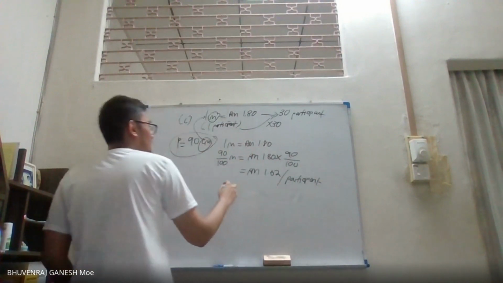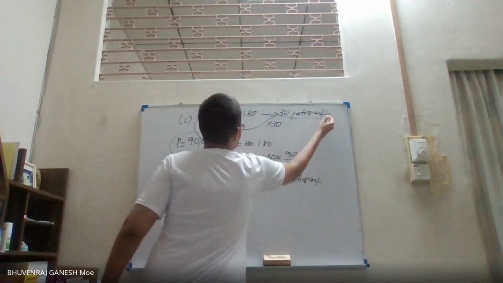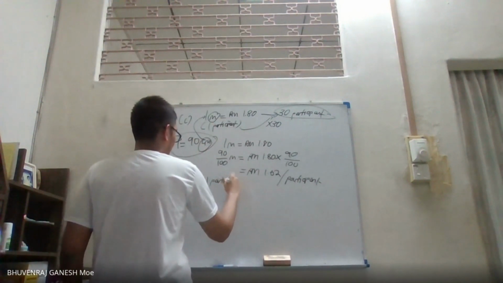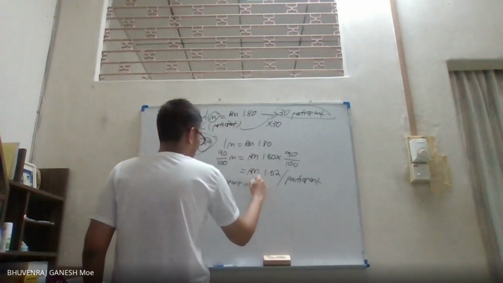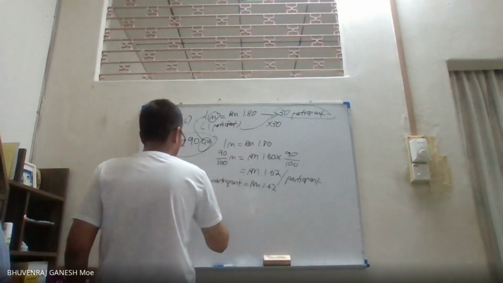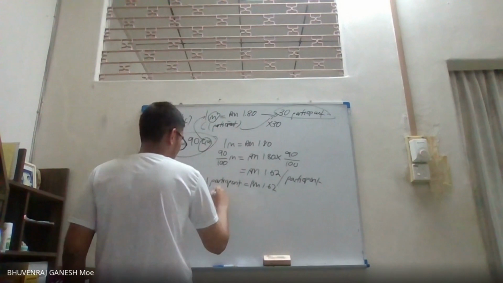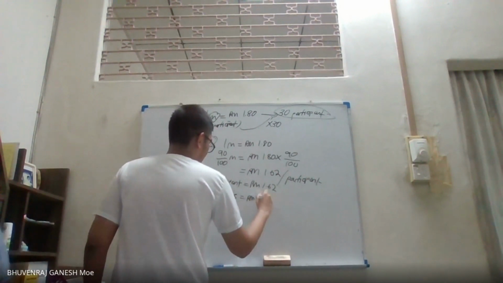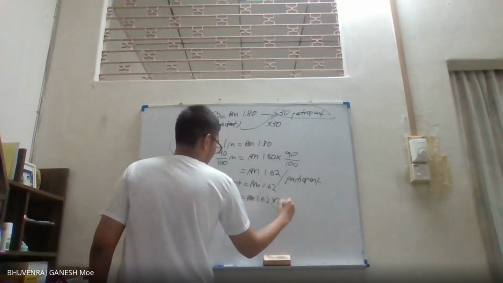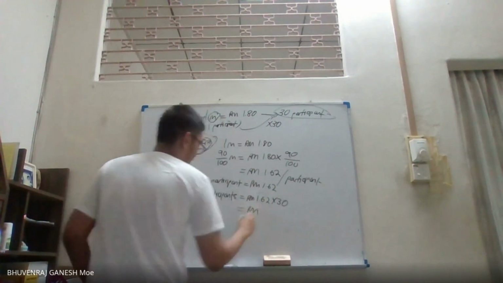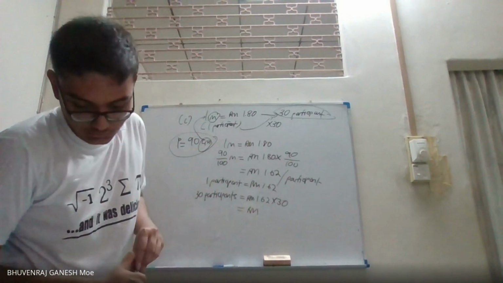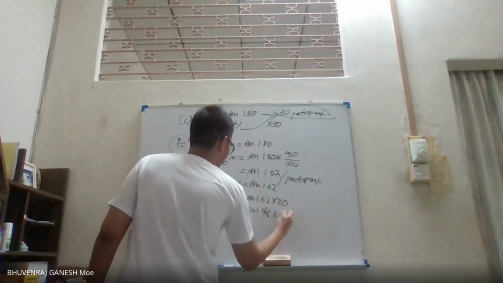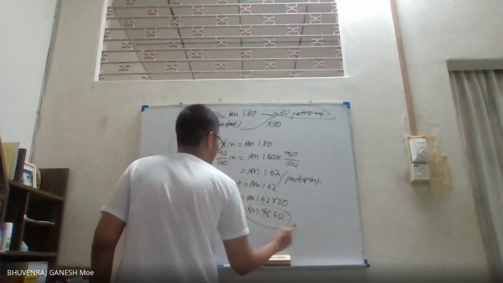And then from here, they say there's 30 participants. So we assume the rate is constant. So 1 participant, you get RM 162. So 30 participants, you will get RM 162 times 30, which will equal to RM 4860. So you should expect the value to increase because the number of participants are increasing as well.